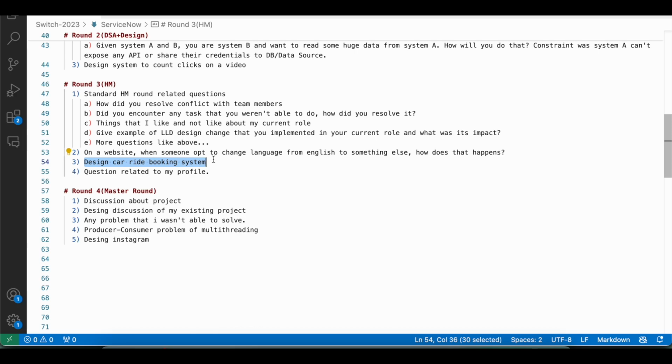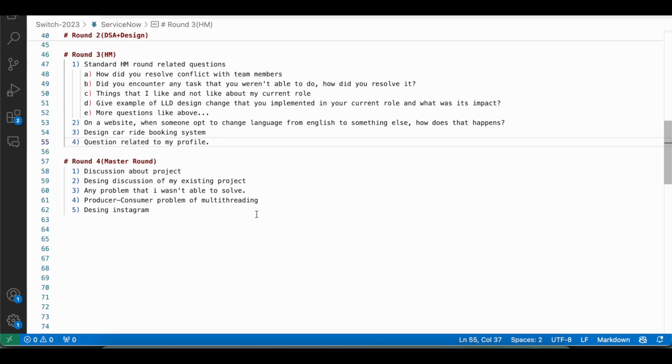So I had to come up with the APIs that I'll be creating, what all the services would be, and how they'll be interacting with each other, which database I'll use and why, and then what the schema would be, and all those questions, right? So that was related to it. And then finally, the interview ended with a question related to my profile, what I'm doing currently in my team, and the project that I'm working on. So all those questions were asked.